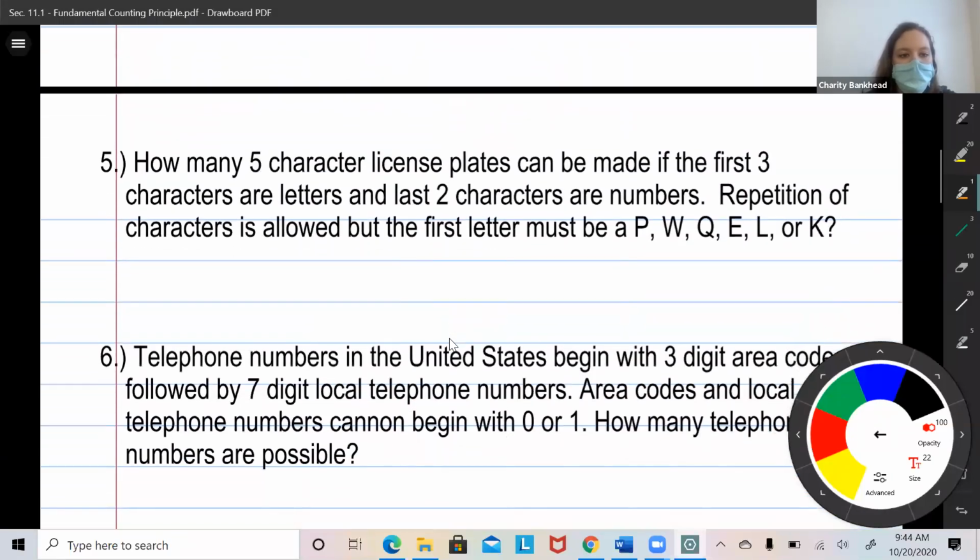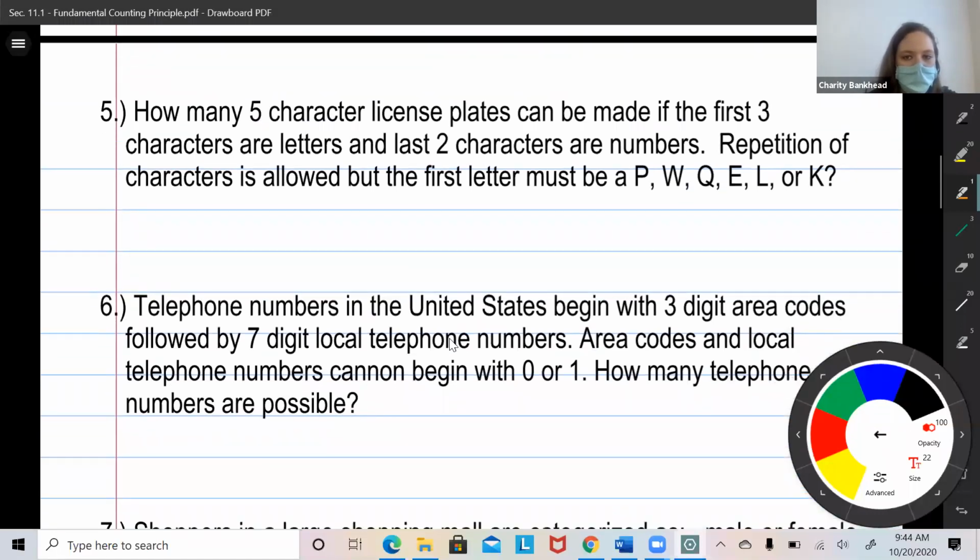Okay, number 5 says, how many 5-character license plates can be made if the first 3 characters are letters and the last 2 characters are numbers? Repetition of characters is allowed, but the first letter must be a P, W, Q, E, L, or K. All right, so it's a 5-character license plate. Okay, so 1, 2, 3, 4, 5.